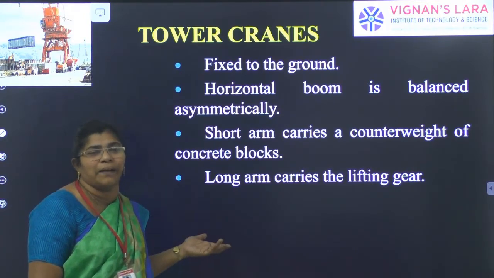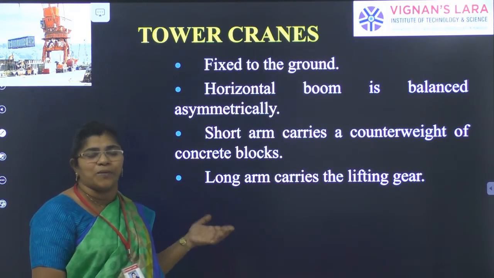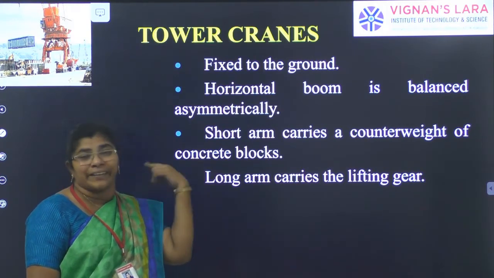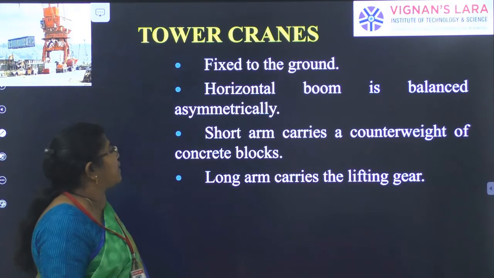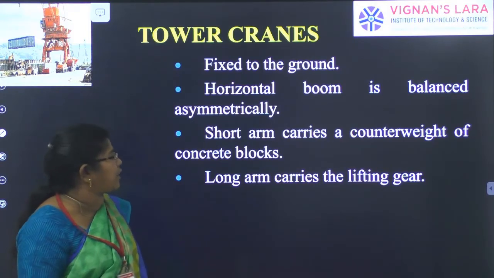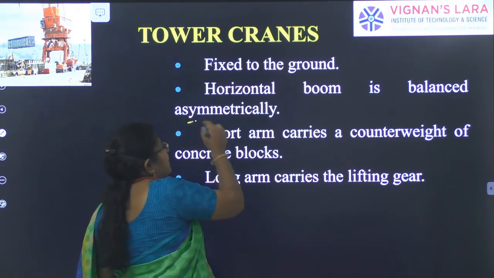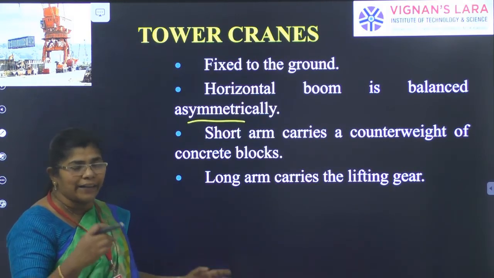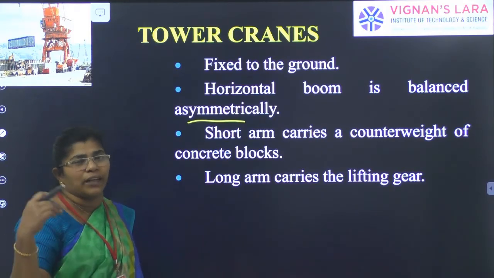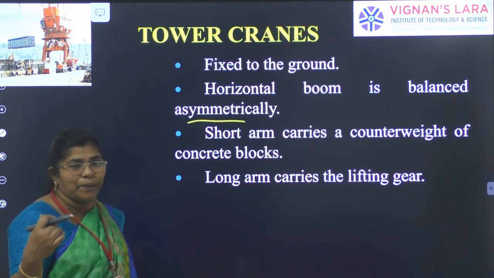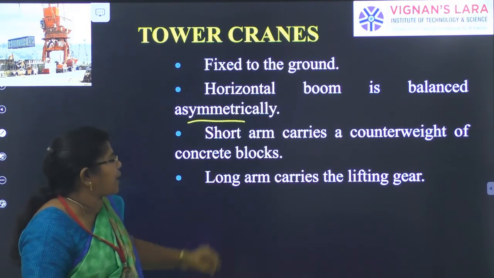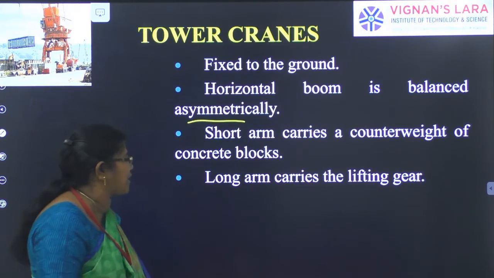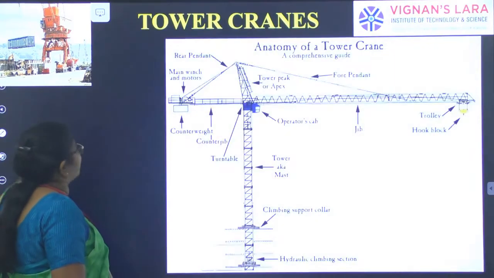These tower cranes have booms which can be rotated through 360 degrees. The load fixed to the horizontal boom is balanced asymmetrically. Not only a symmetrical load, it can move here and there, so the toppling of the crane will be much minimized. The short arm carries a counterweight of concrete blocks and the long arm carries the lifting load.